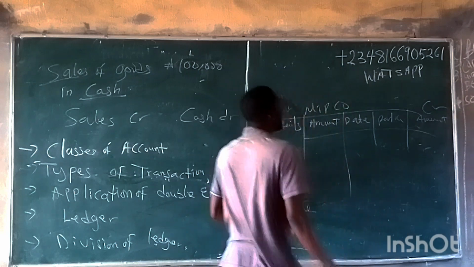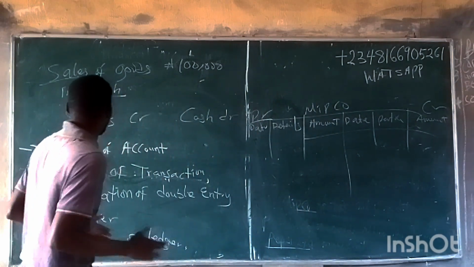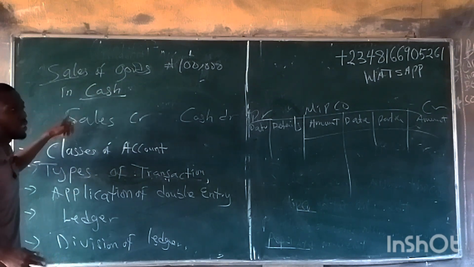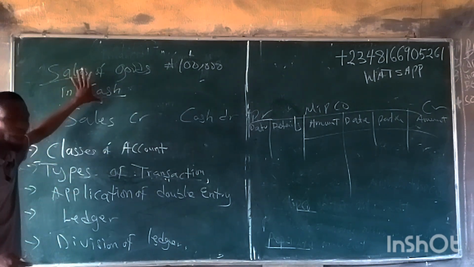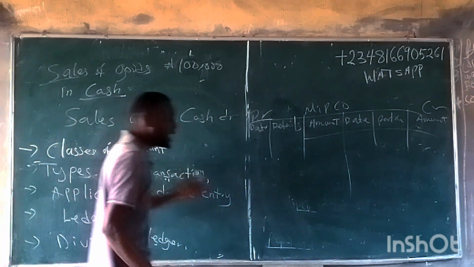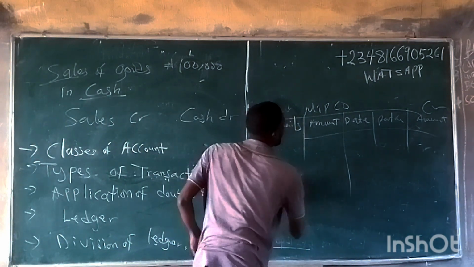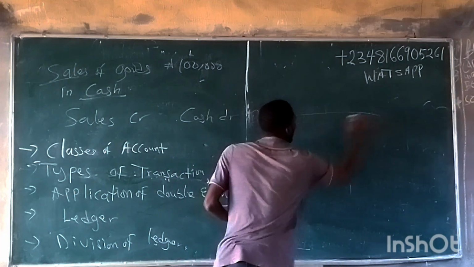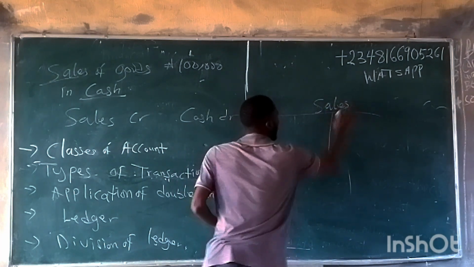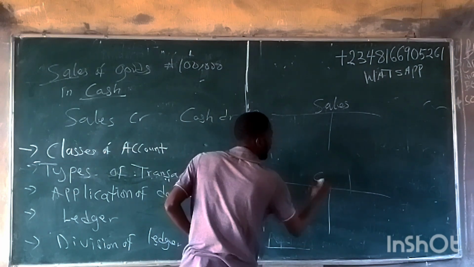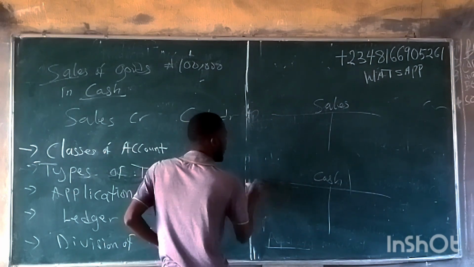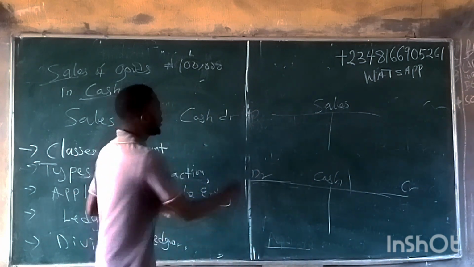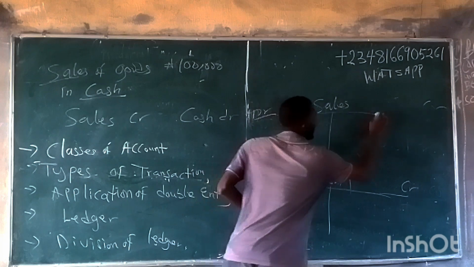Now, I will give an illustration. Sales of goods 100,000 naira in cash. I'm going to use the ledger to prepare this account. Look at where I'm going to do that. Here we have sales, and here we have the cash. Here we have the debit and here we have the credit. This side is my debit, while this is my credit.